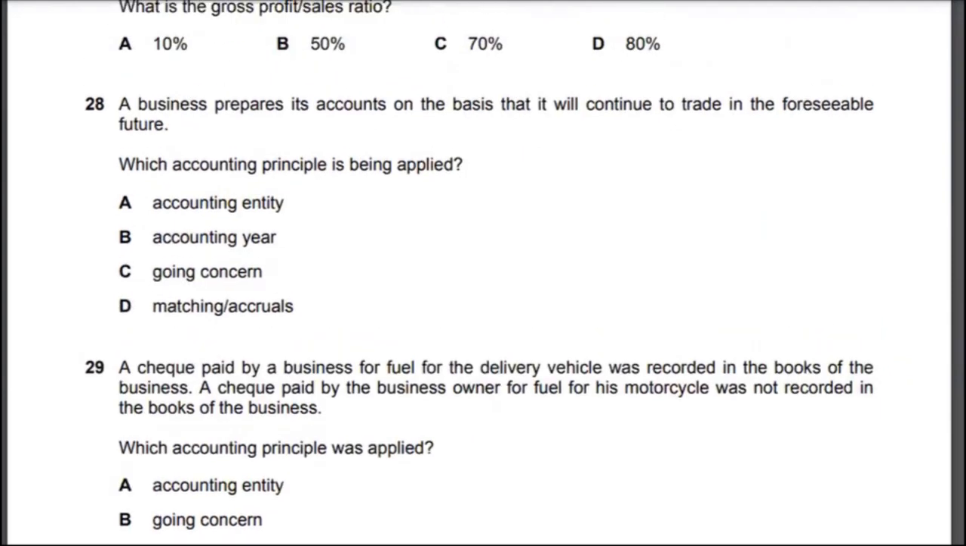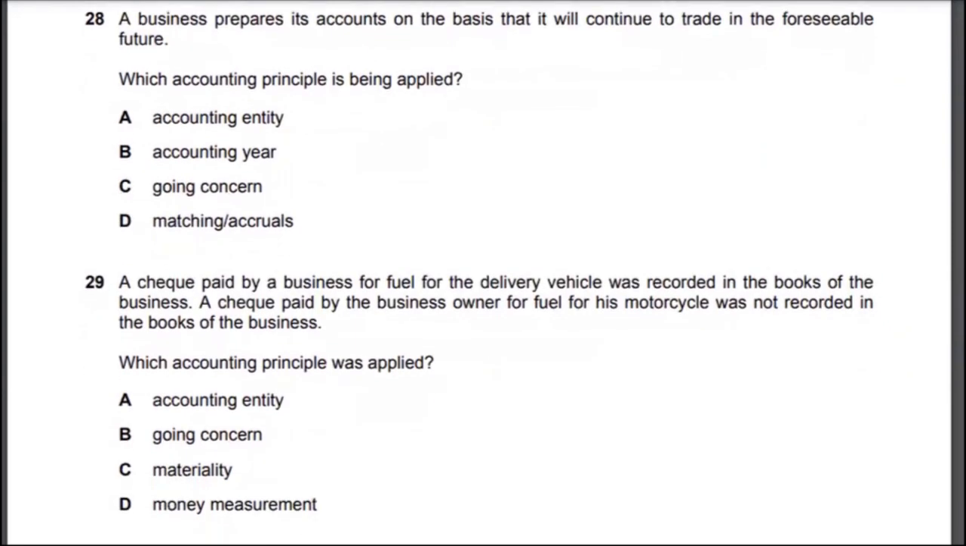Let's look at multiple choice 28 and 29, which are both about accounting principles. Favorite topic of examiners. At the very end, you will always see accounting principle questions, always. A business prepares its accounts on the basis that it will continue to trade in the foreseeable future. This is a very easy question. The answer to multiple choice 28 is option C, which is going concern. That is one of the basic assumptions that is made in accounting when preparing financial statements.